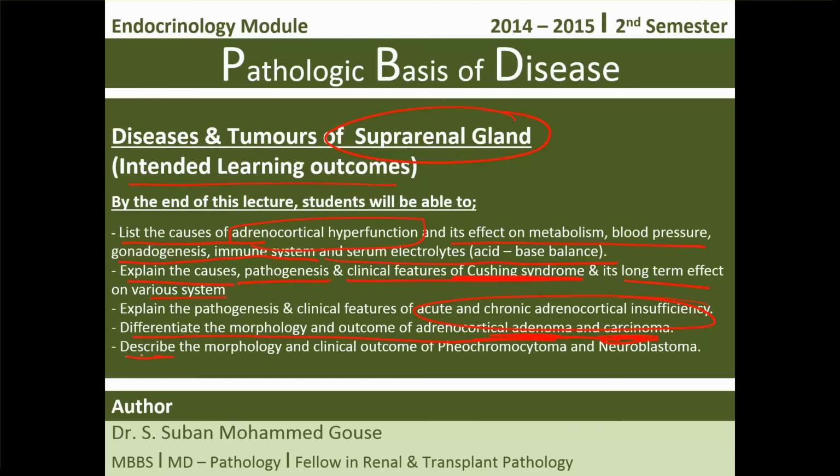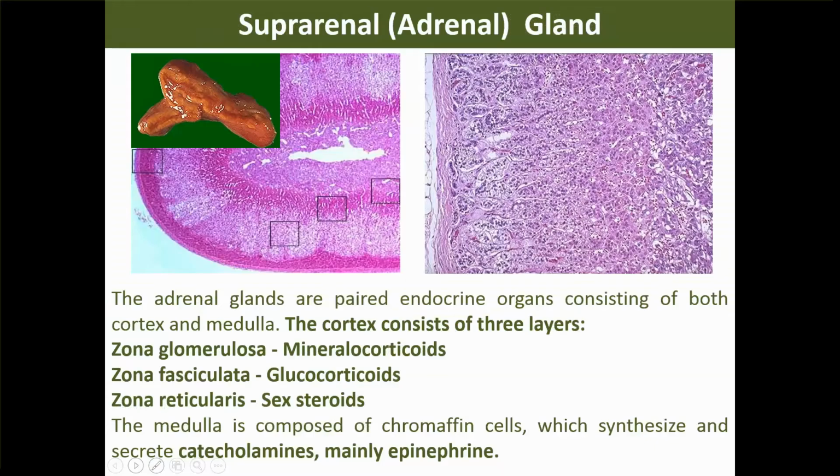And you should describe the morphology and clinical outcome of pheochromocytoma and neuroblastoma. It is very, very important and very relevant. Inshallah, when you go to the clinics, you will know the importance of these applications. So with this introduction, let us go into the suprarenal gland. As usual, our style is starting with basics.